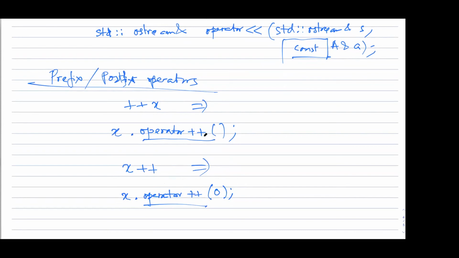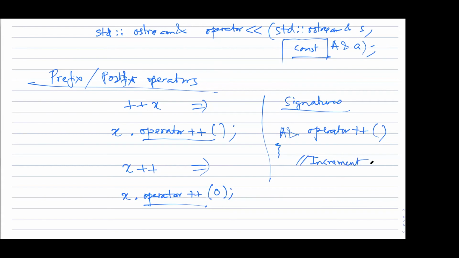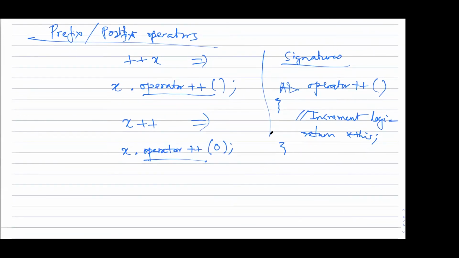Okay, so if you have to overwrite, basically you overwrite these signatures. So essentially, the signatures would look like this: A& operator++(). This is for the prefix operator. And then you have your increment logic for whatever makes sense for A. And then you do return *this. So this is for the prefix.